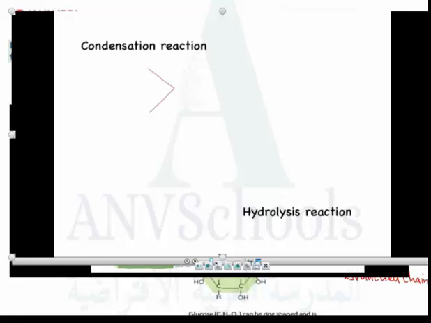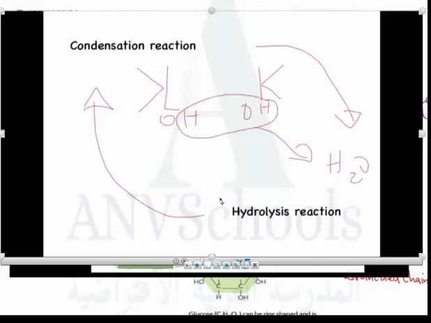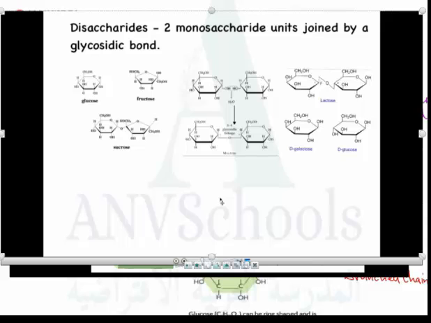This one is a condensation reaction because we will lose some water in this process. So we have OH, this one providing its hydrogen, and we lose water. So this is a condensation reaction. And we can also have the opposite, which is a hydrolysis reaction. So if you have glucose and fructose coming together, they form sucrose.